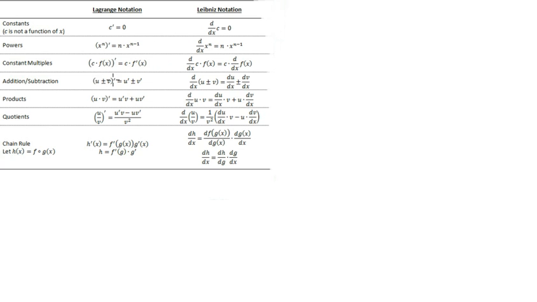If you have two functions of x and they're added together, you simply take the derivative separately. However, if you're multiplying them together, you take the derivative of the first times the second plus the first unchanged times the derivative of the second. And finally, if you have two functions of x that you're dividing, you take the derivative of the first times the denominator unchanged minus the numerator unchanged times the derivative of the denominator, all over the quantity the denominator squared.